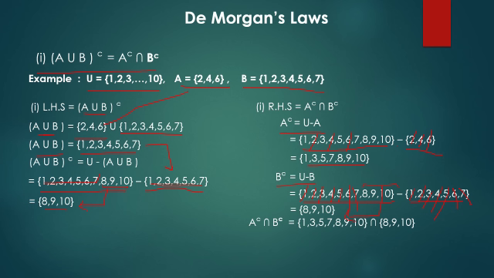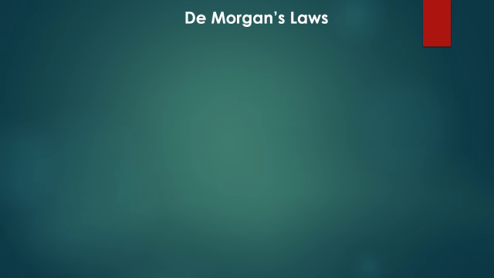Now A complement intersection B complement. Their intersection means common elements. So we take the common elements that are 8, 9, and 10. Notice here, the answer of the left hand side is equal to the answer of the right hand side. So it is verified. This is the first one.